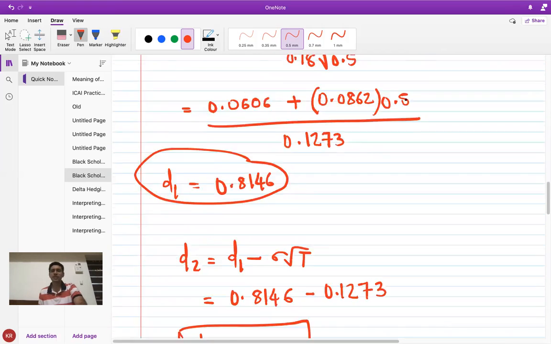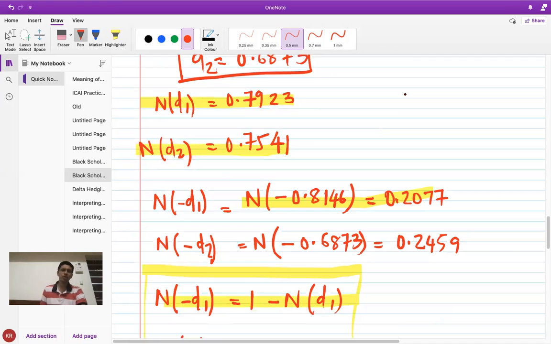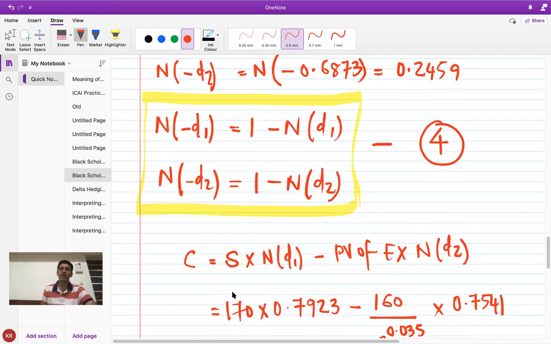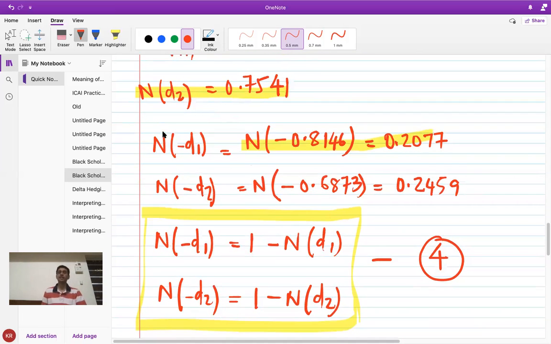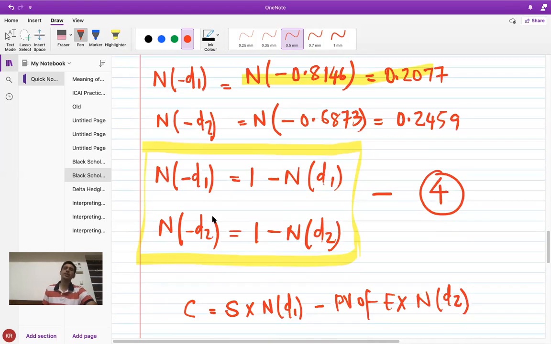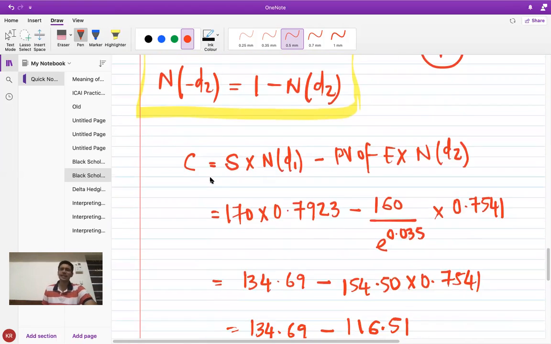And the last one is basically ND1 and ND2. You just have to look at the standard distribution table value. This is the fourth formula that you need to remember. N minus D1 is nothing but 1 minus ND1, and N minus D2 is nothing but 1 minus ND2. That way you save some time instead of looking for the probability in the standard distribution table for N minus 0.8146 and N minus 0.6873. Instead, you just look at the values for ND1 and ND2, and 1 minus ND1 and 1 minus ND2 will give you N minus D1 and N minus D2 respectively.